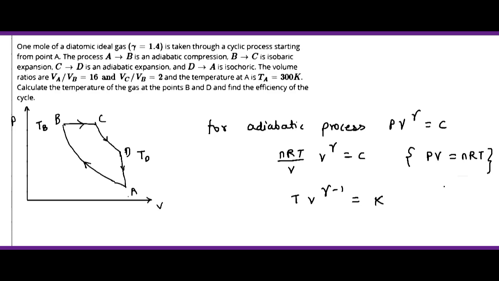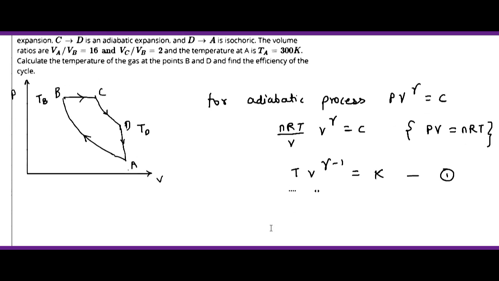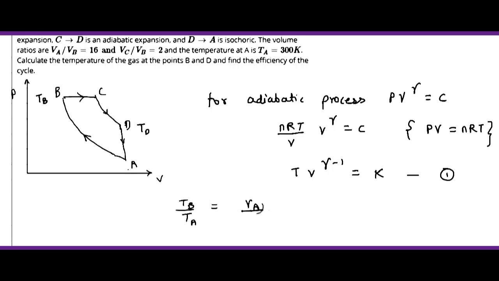Now as we have got the relation, we can apply this equation. Let's say this is our equation 1 in the process A to B and C to D. Therefore we can write TB upon TA equals VA upon VB. Since the relation is inverse over here, that's why we are following the inverse relation.